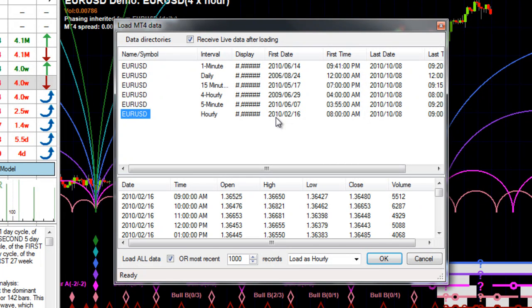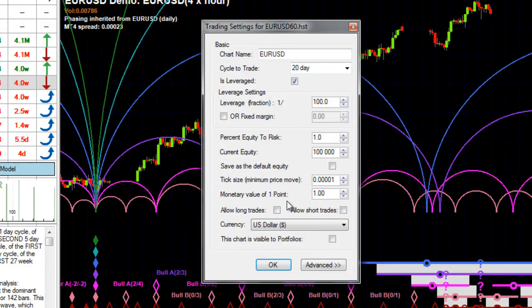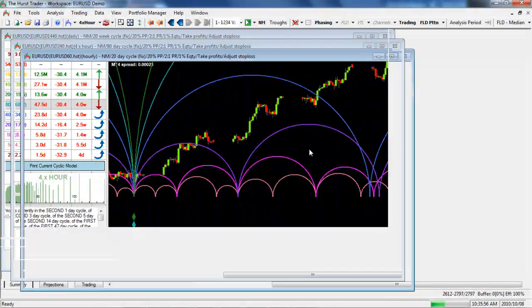Well, it's somewhere around 2,000 hours. So instead of loading all this data, which puts a bit of a load onto Sentient Trader, I'm going to load up 2,500 bars, for instance, 2,500 records. And I'm going to say, OK, to that. The settings are the same as they were for the previous chart. There's no need to change that.